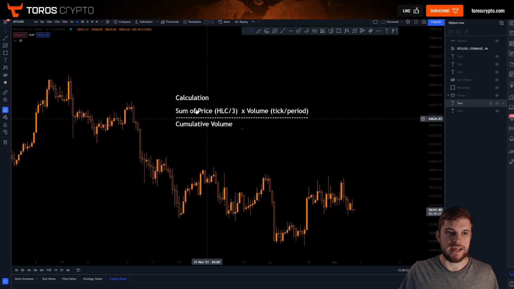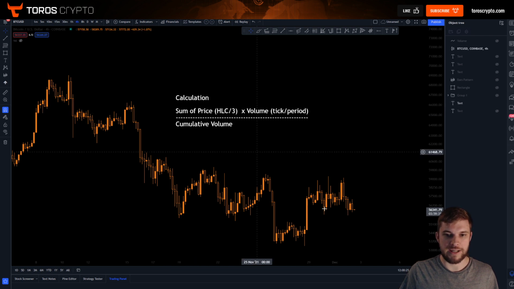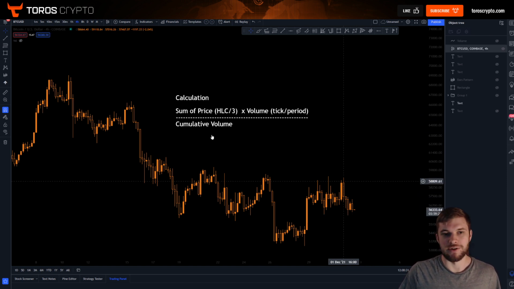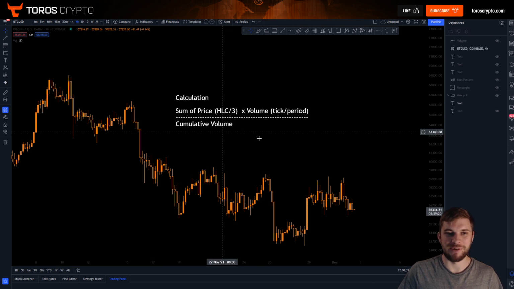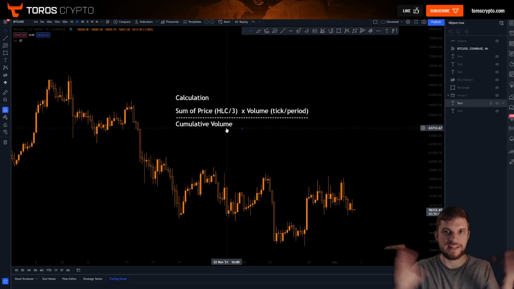So the calculation here is the sum of price for a particular period or candle or tick, depending on what kind of time period your chart is. In this instance, we're looking at the 4-hour. So we'll take it as that. So it's the sum of price for that particular candle times the volume of that candle, and then divided by the cumulative volume. Now that is the volume of all previous candles within that set period of time.